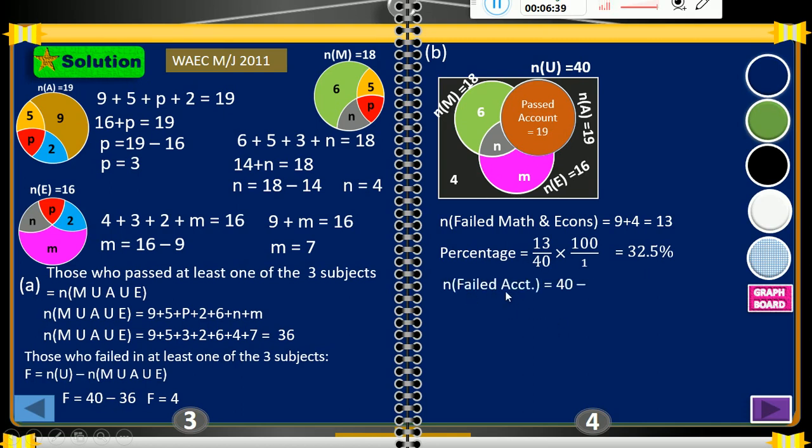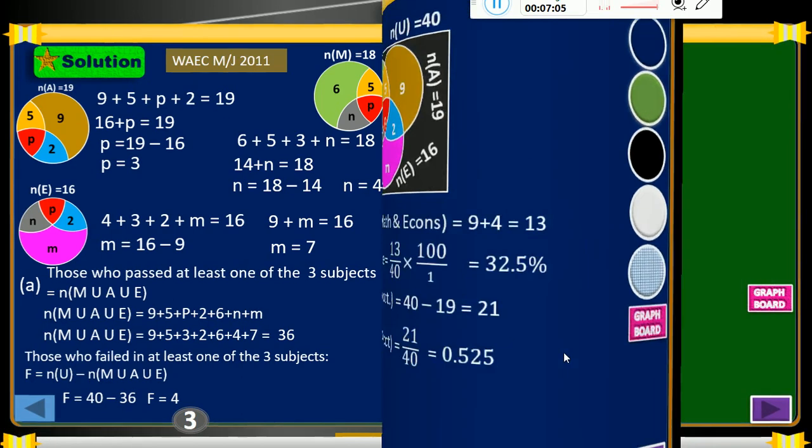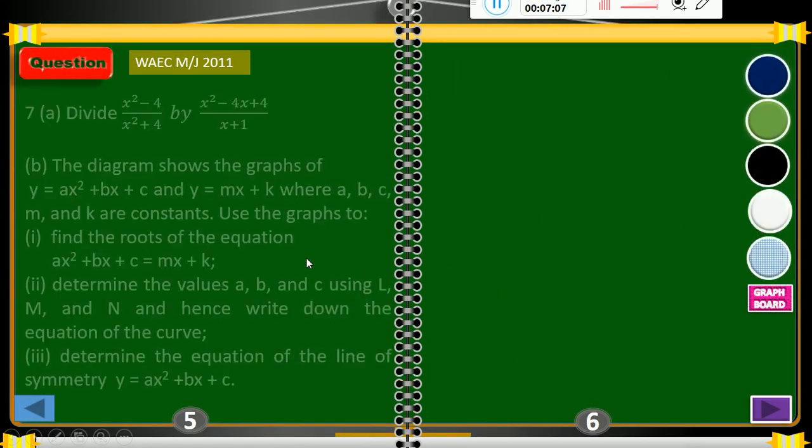So the number of students that failed accounts will be 40 minus 19, and that will give us 21. The probability of picking a student that failed accounts will give us the number of those that failed accounts, 21, over the total number of students, 40. Dividing out with a calculator, we have 0.525 in decimal, or in fraction, 21 over 40. We are done with question number 6.